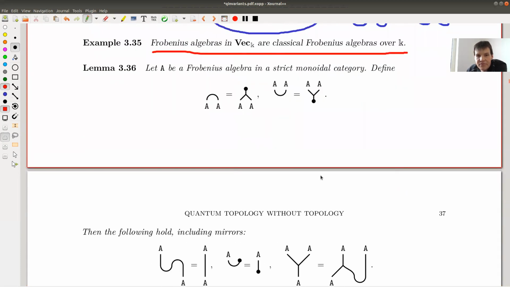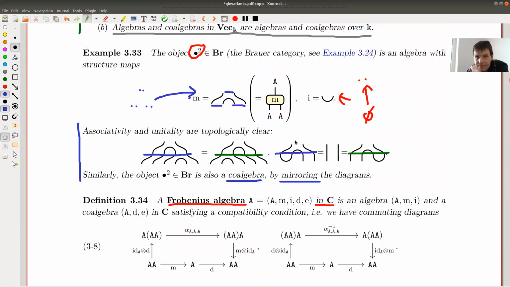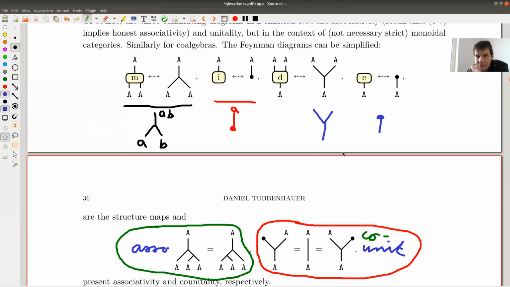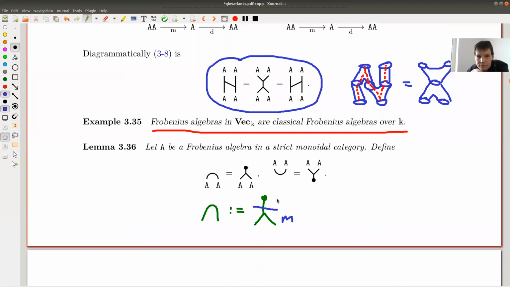And in Frobenius algebras, you already see some nice topology going on, because you can define a cup to be the composition of the product and the co-unit. You can't do this in algebras and co-algebras. You need both structures, right? So this is M, and this is the co-unit, which I called E.